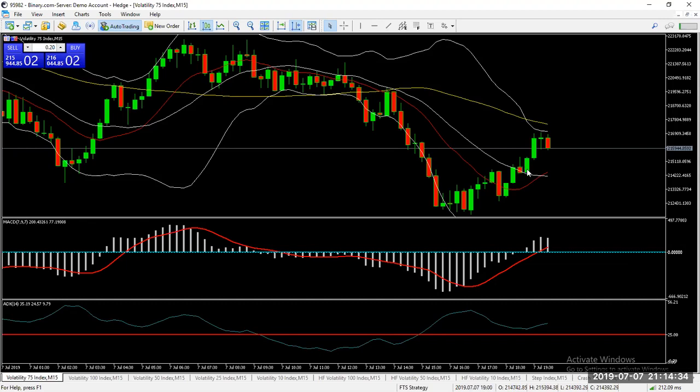And so we waited for this candle to appear because now there's a clear direction that the market has reversed up on top of this zero line. And this ADX is still above the 25 line. So we entered this market.